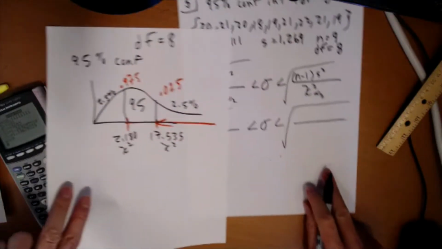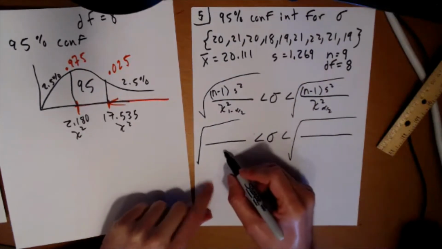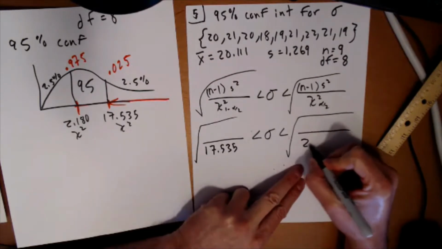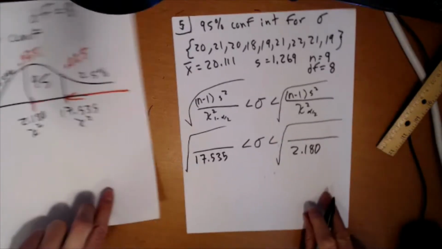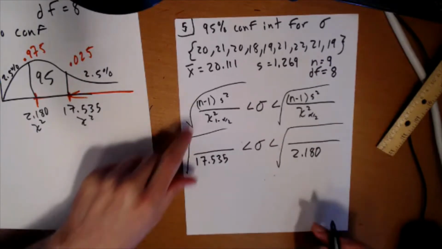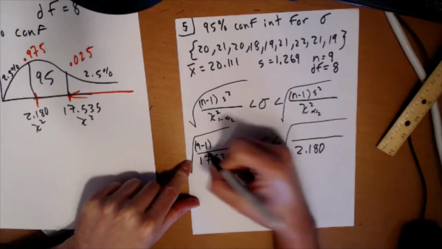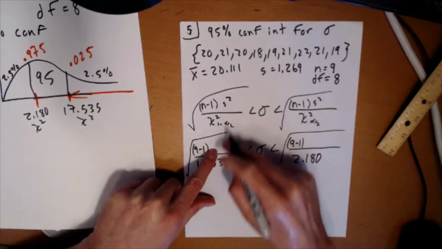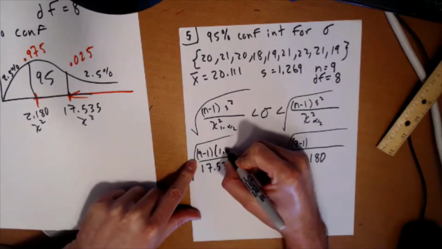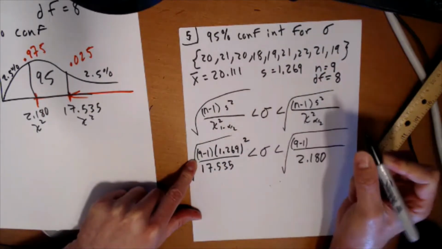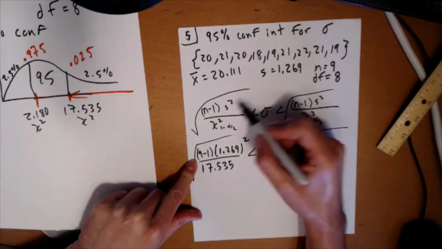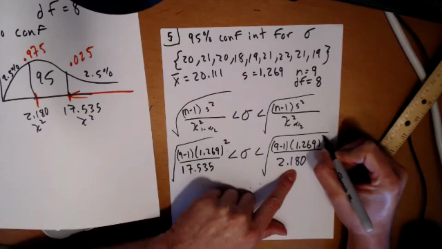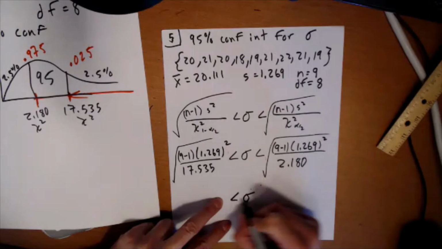Okay, we need to bring those back over here. So put the bigger one on bottom. Okie doke. 17.535. Smaller one, 2.180. Okay, n minus 1. 9 minus 1. 9 minus 1. S squared. 1.269 squared. I have to square it this time because it's just S. So careful. 1.269 squared. Sigma between these two values.